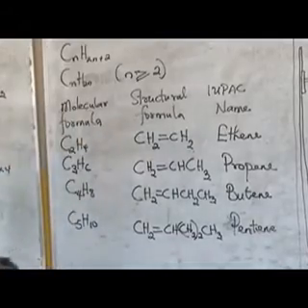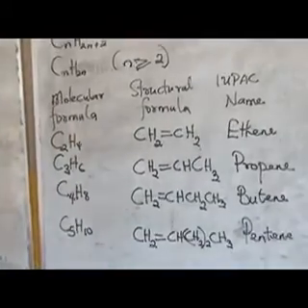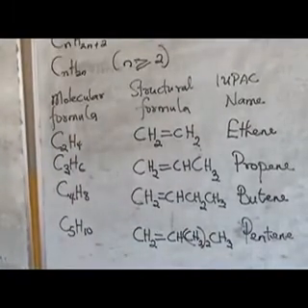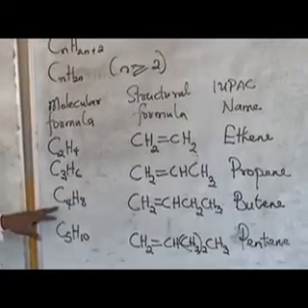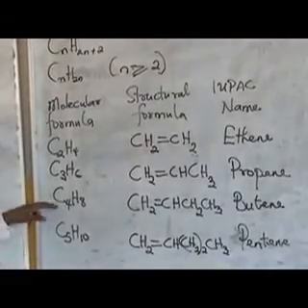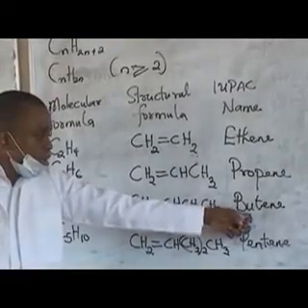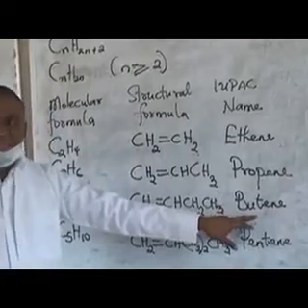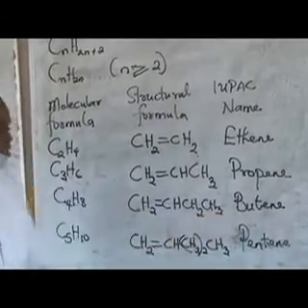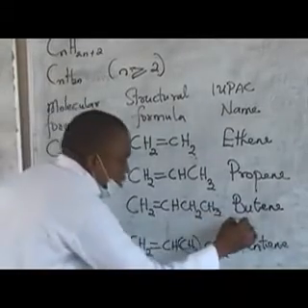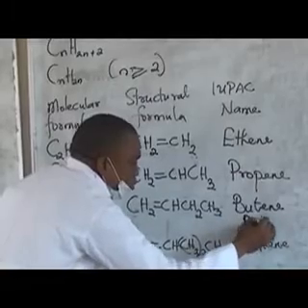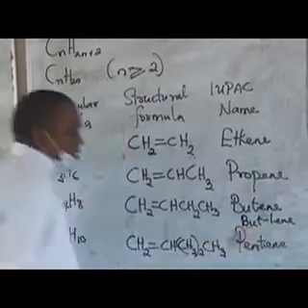Now, before we go further, let's add a little thing to it. We have butene here, C4H8. The name of this compound is butene. Another name for butene is but-1-ene. We can also call this butene as but-1-ene.